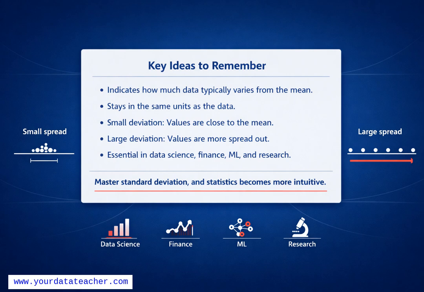Second, behind the scenes it comes from the variance. We take the average of the square distances from the mean and then take the square root. That last step is important because it brings us back to the same units as the original data, so the number is easy to interpret. Third, remember the interpretation. A small standard deviation means most values stay close to the mean. A large standard deviation means values are more spread out and the system is less predictable.